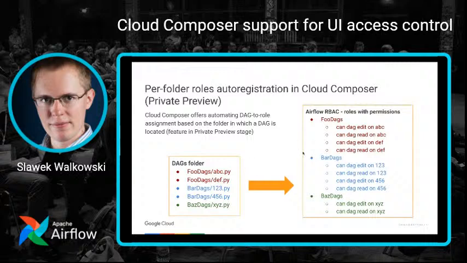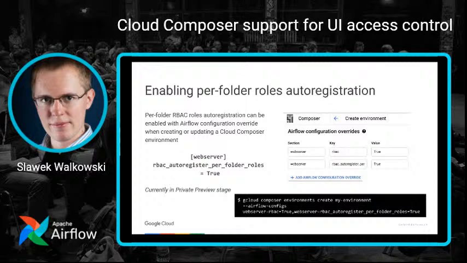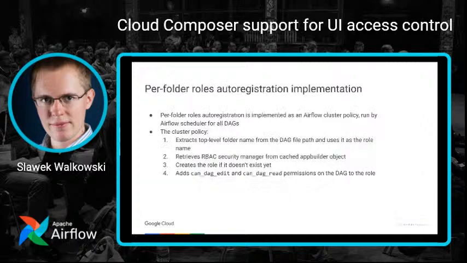Essentially, for each DAG, we add the DAG edit and DAG read permissions to the roles, whose names are taken directly from the subfolders. This feature, just like RBAC itself, is enabled through yet another Airflow property that you set through Airflow configuration overrides in Composer. Again, this one is in private preview for now. And how does it work?